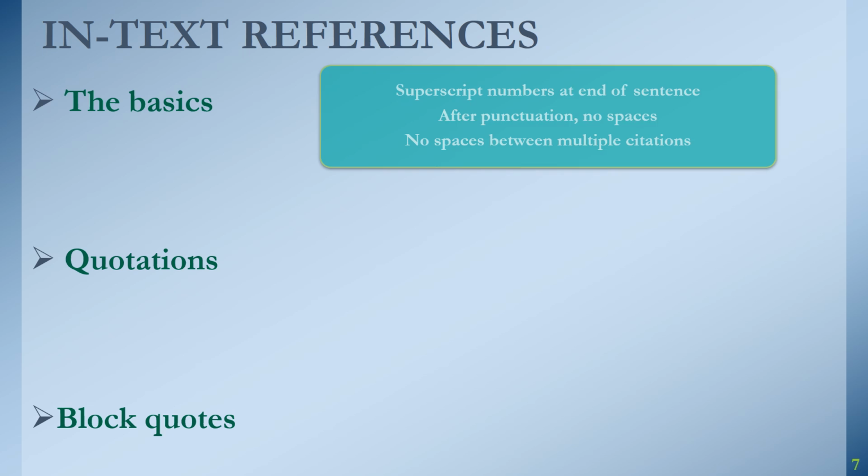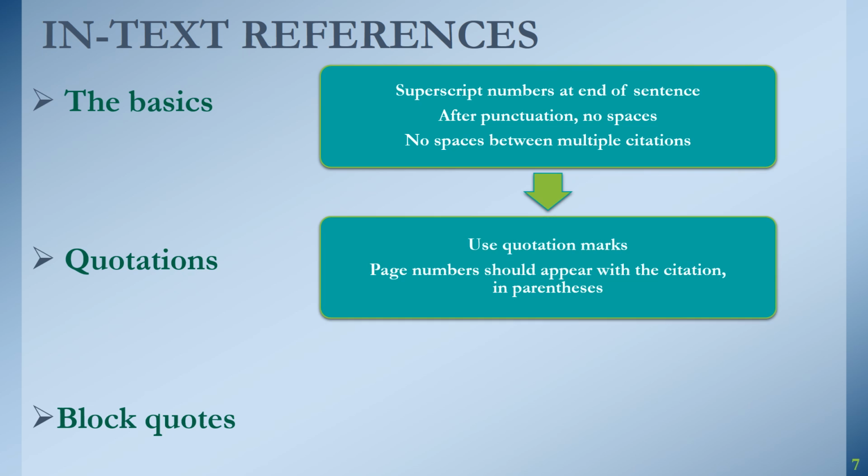First, let's review the basics of the JBHS&R in-text citation requirements. In-text references are denoted with superscript numbers that occur at the end of the sentence. There should be no spaces between the punctuation at the end of the sentence and no spaces between multiple superscript citation numbers. Next, quotations require quotation marks, and the page number where the quote is located in the original source should be included in parentheses.